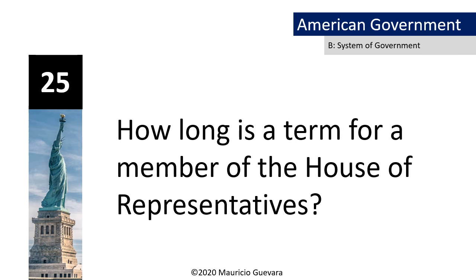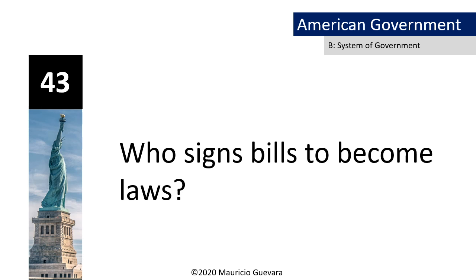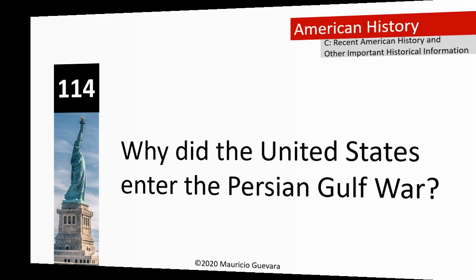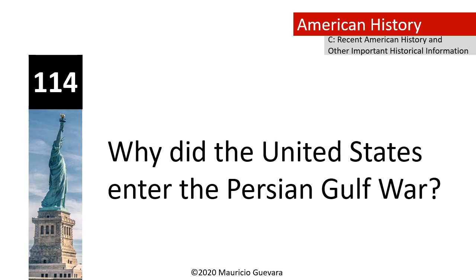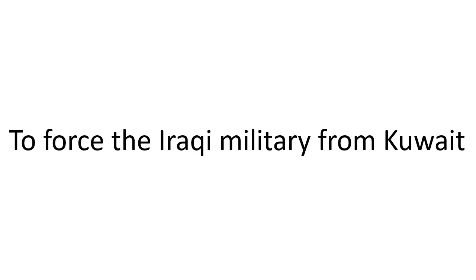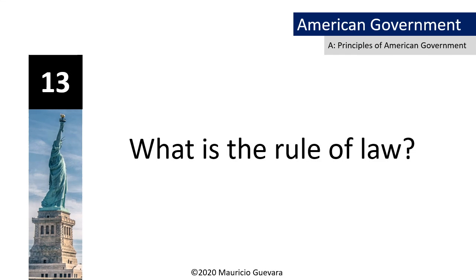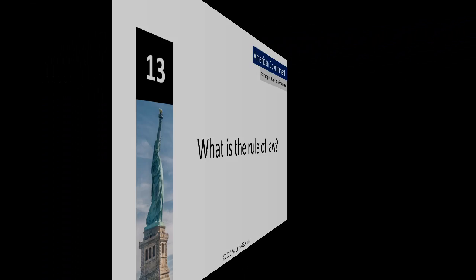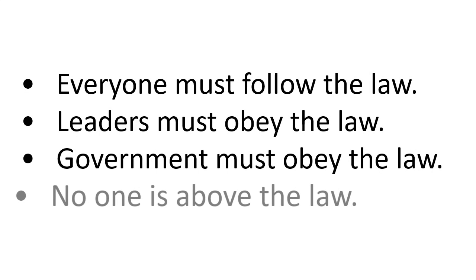How long is a term for a member of the House of Representatives? 2 years. Who signs bills to become laws? The President. Why did the United States enter the Persian Gulf War? To force the Iraqi military from Kuwait. What is the rule of law? No one is above the law.